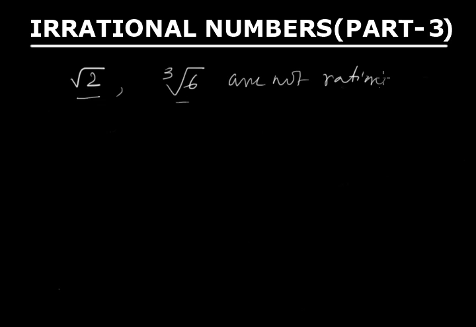In the previous lesson, we have proved that root 2 and cube root of 6 are not rational numbers. Now what about 3 plus root 2? Is it rational or irrational? It is a sum of a rational number and an irrational number. So we'll prove what type of number this is.